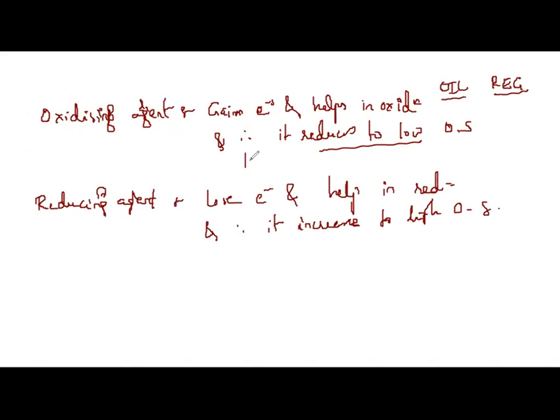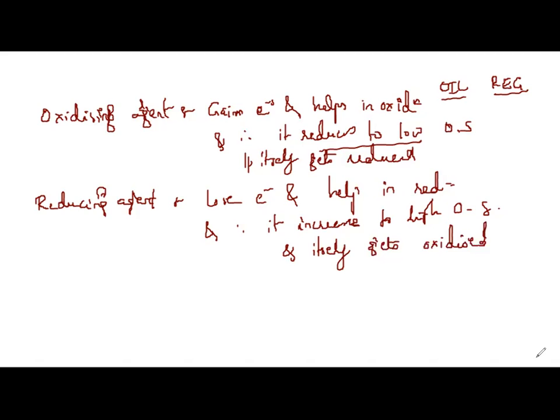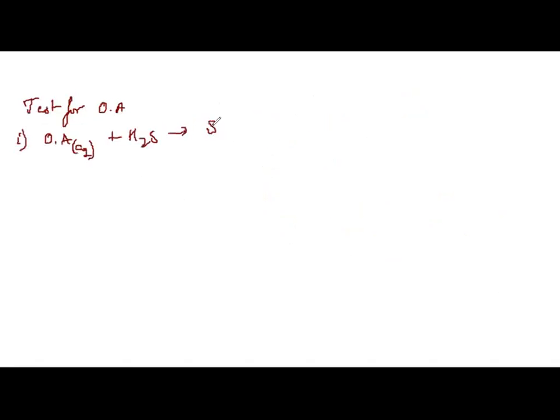So it helps in oxidation and itself gets reduced, whereas a reducing agent helps in reduction and itself gets oxidized. Please do remember it. Itself gets oxidized. So here it is forming sulfur. How do we get to know? It will form a milky yellow precipitate. This is the test for an oxidizing agent.